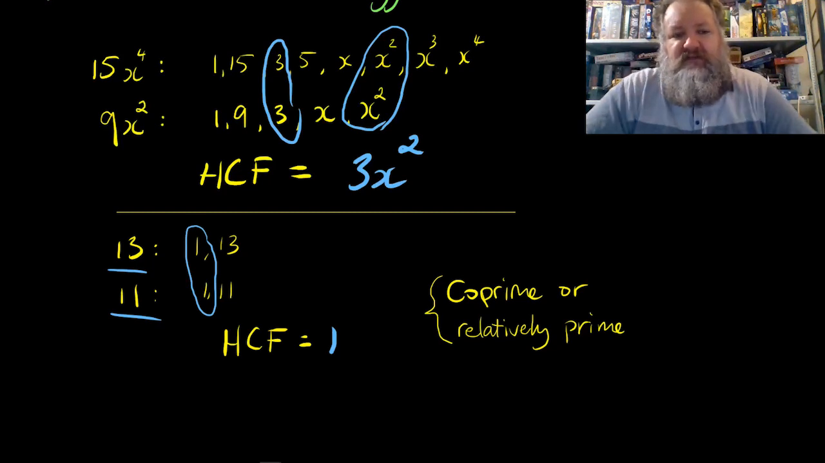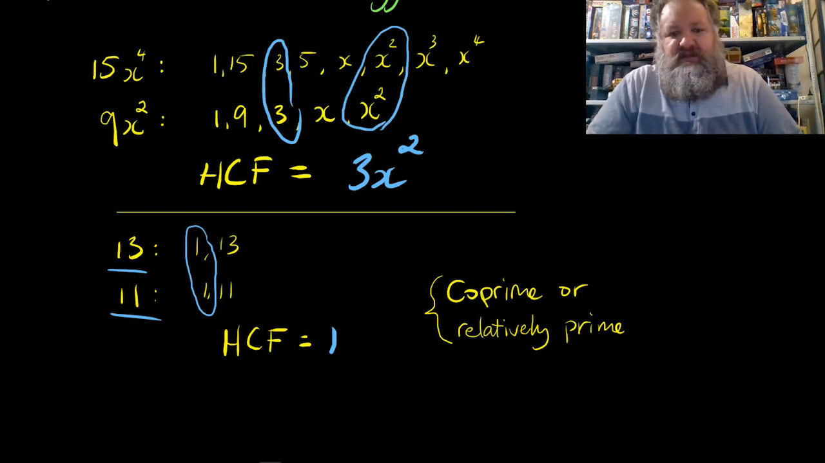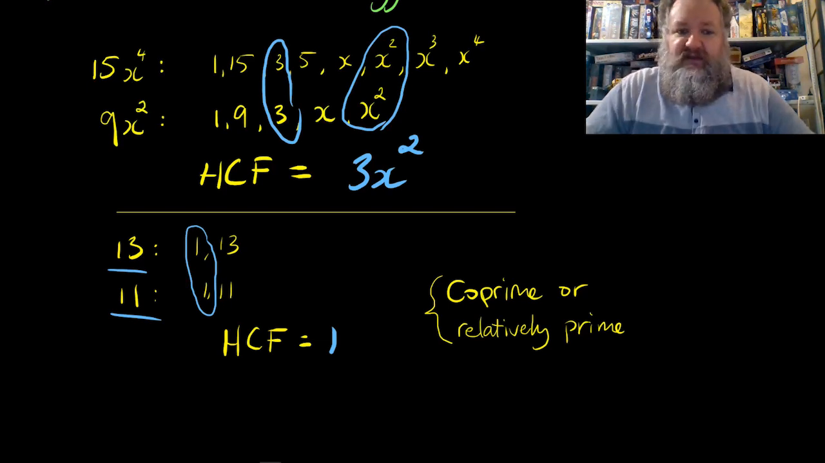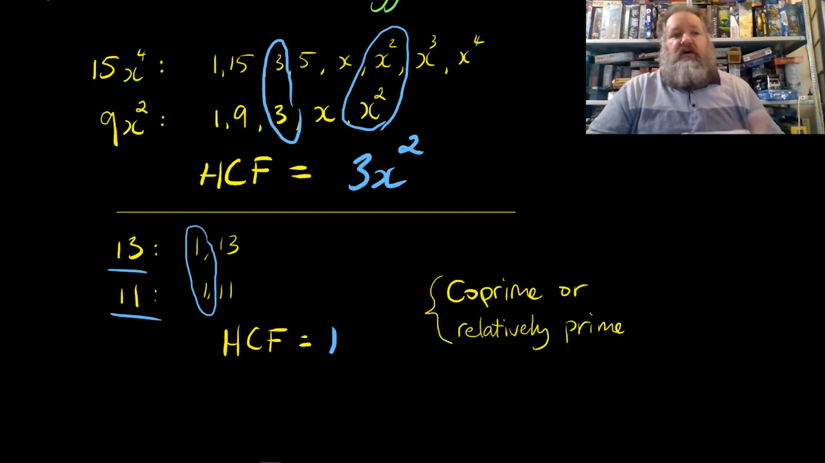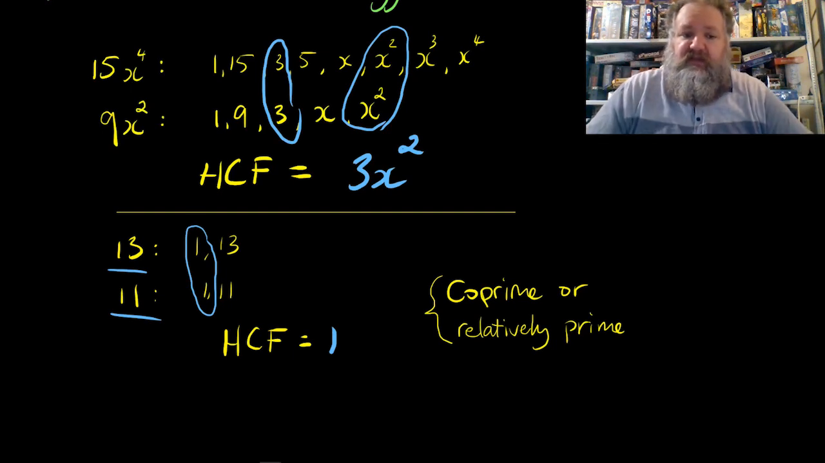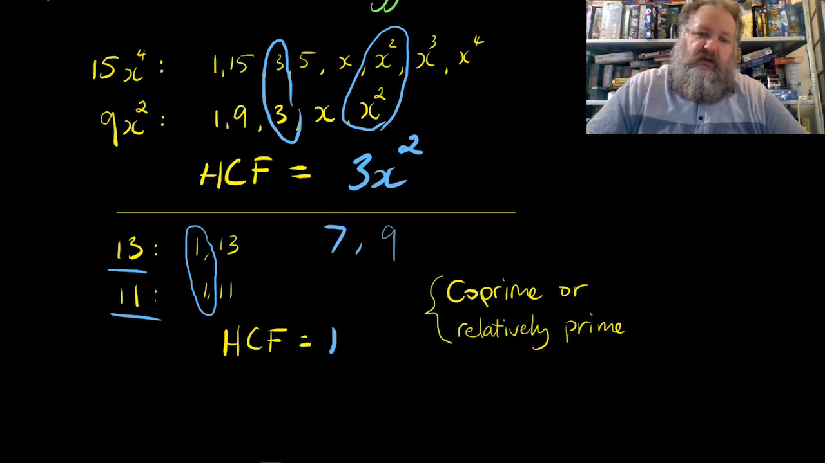I don't mind relatively prime because the relative kind of makes me think of the relationship between the two numbers, and they are both prime when you look at the factors. What that means is that those two numbers will only ever have 1 as their common factor. The highest common factor will be a 1. So any two numbers that have the highest common factor of 1 are coprime. So we had 7 and 9. Well, they are coprime.